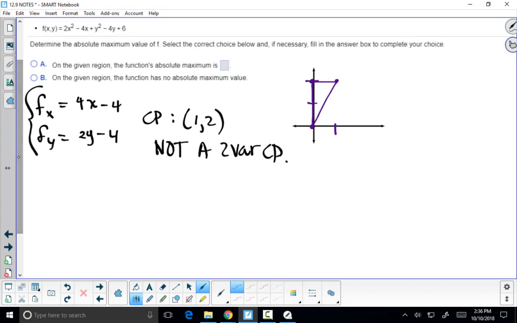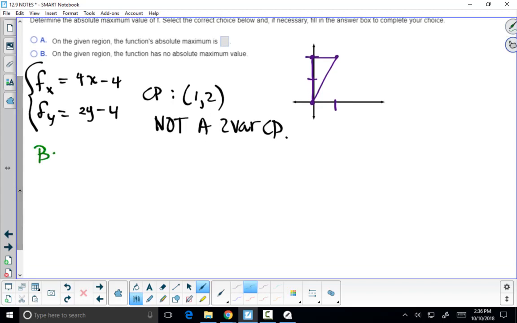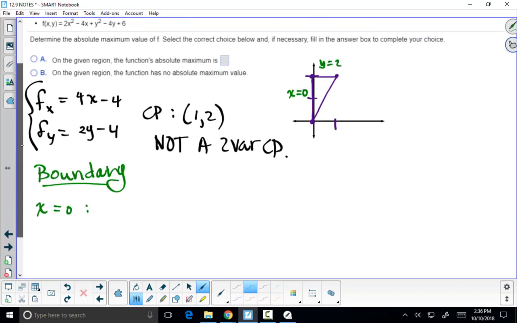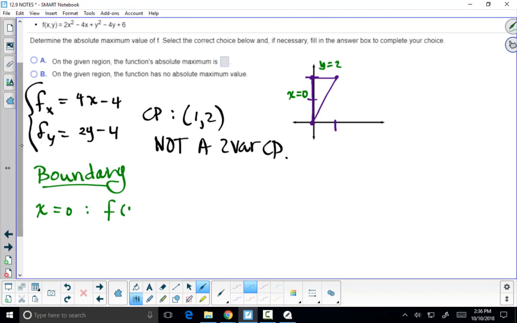Okay, so now we go to the edges. There's 3 of them. So now we're looking on the boundary, finding one-variable critical points. Let's deal with the diagonal separately. So this side is x equals 0. This side is y equals 2. And then we'll get to that diagonal one in a moment. So x equals 0. We go back up to our function and plug in x equals 0, creating a function of just one letter, y. So f of y is y squared minus 4y plus 6.